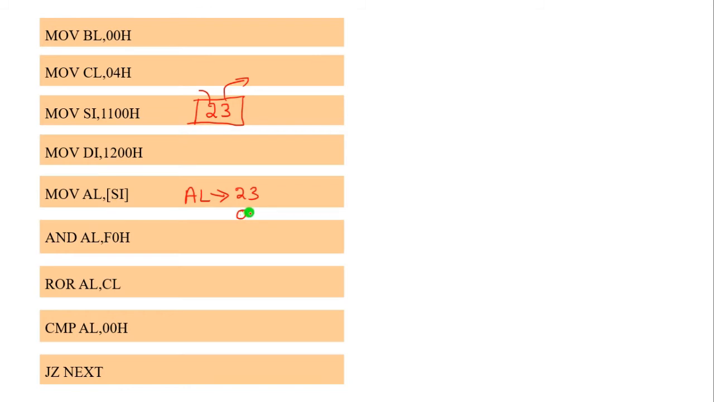23 means 0 0 1 0 0 0 1 1. Next, AND AL, F0. That means here we are going to perform the AND operation between 23 and F0. F0 means 1 1 1 1 0 0 0 0. Here is the hiding of the lower nibble value. What is the result? The result value becomes 0 0 1 0 0 0 0 0, that is 20. The higher nibble value becomes 2, and the lower nibble value becomes 0, hiding of the lower nibble value.